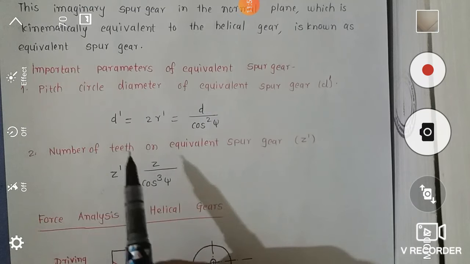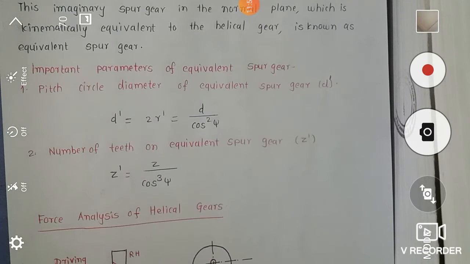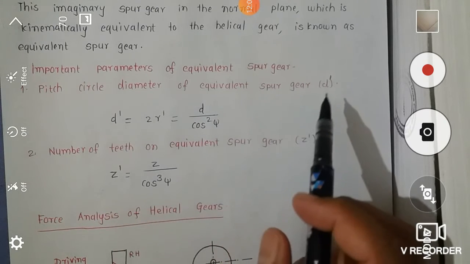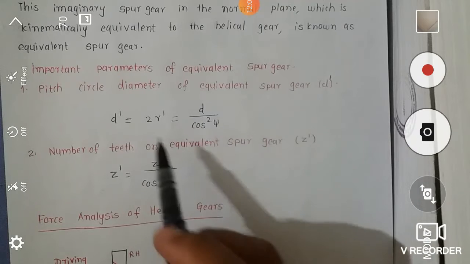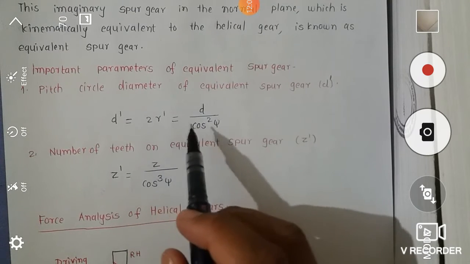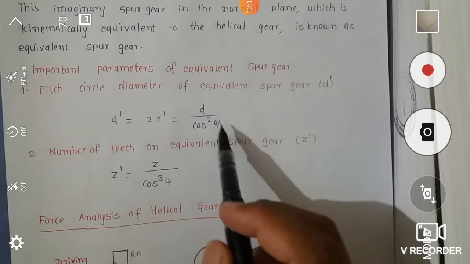Important parameters of equivalent spur gear. Two important parameters are there, that is pitch circle diameter and number of teeth. So the pitch circle diameter of the equivalent spur gear is indicated with d dash symbol, and d dash is equal to 2 times radius dash, that is r dash, which is equal to d upon cos² ψ.